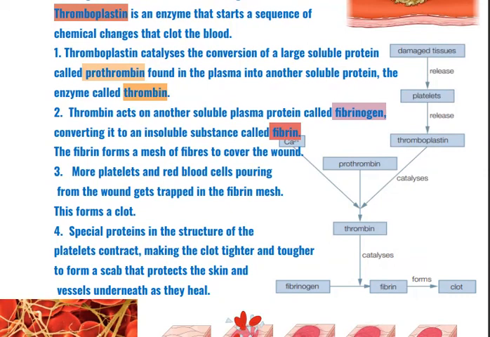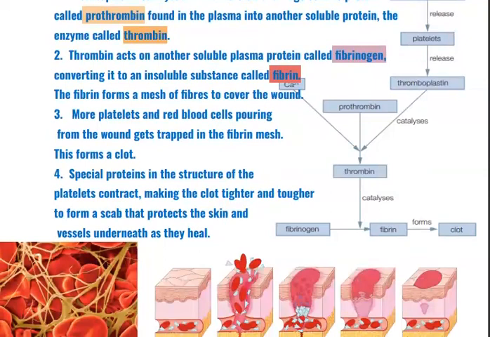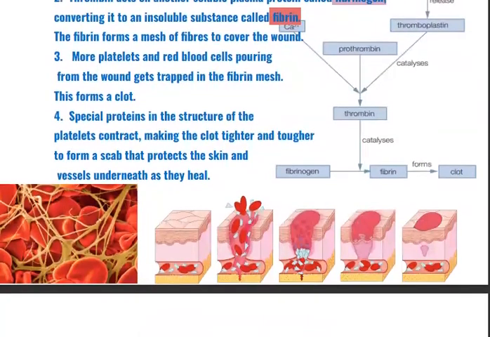3. More platelets and red blood cells pouring from the wound get trapped in the fibrin mesh. This forms a clot. 4. Special proteins in the structure of the platelets contract, making the clot tighter and tougher to form a scab that protects the skin and vessels underneath as they heal.